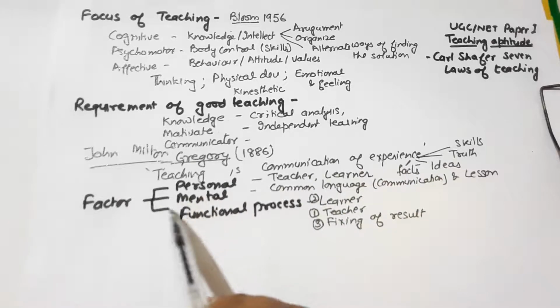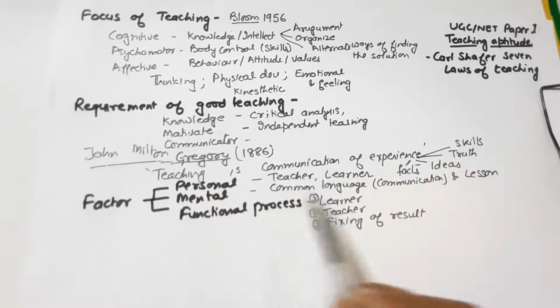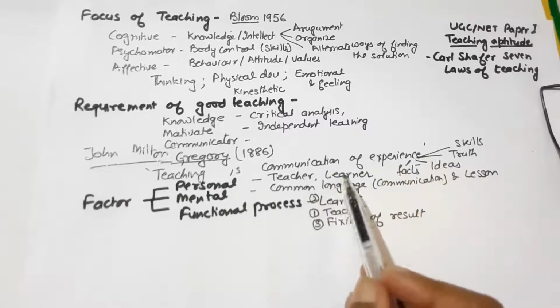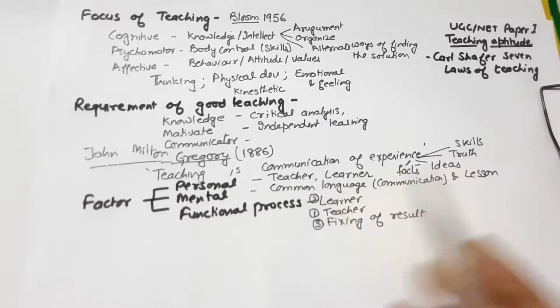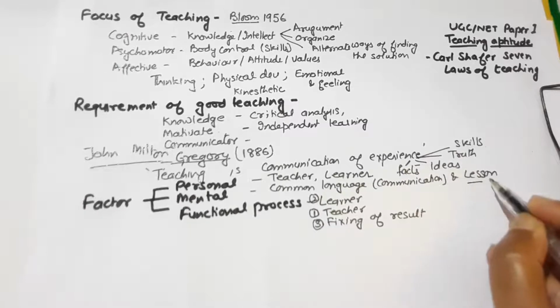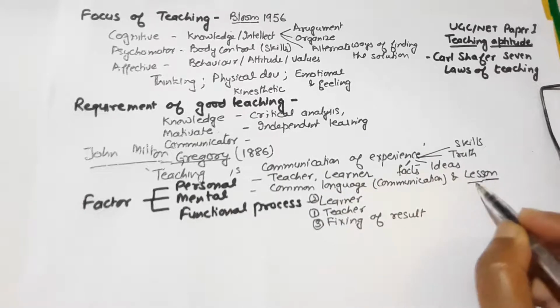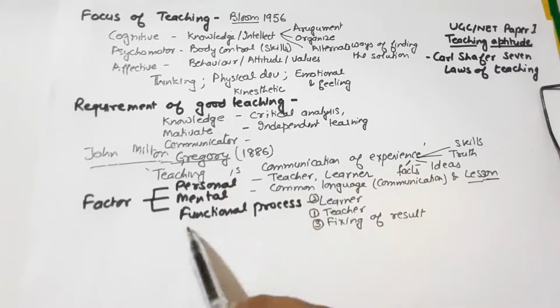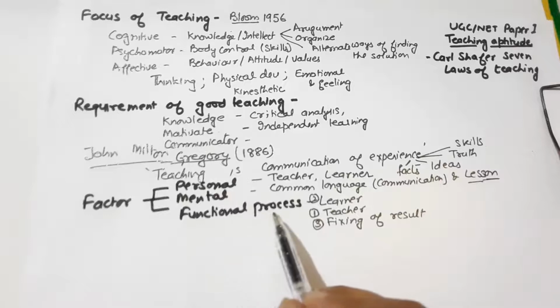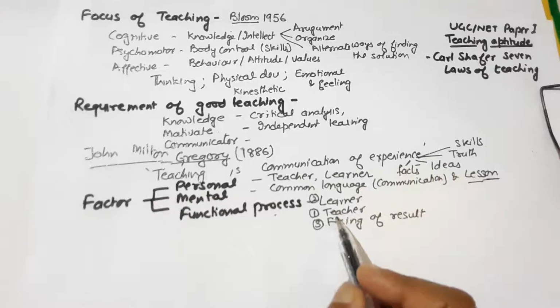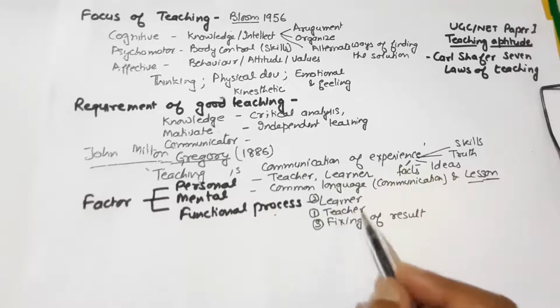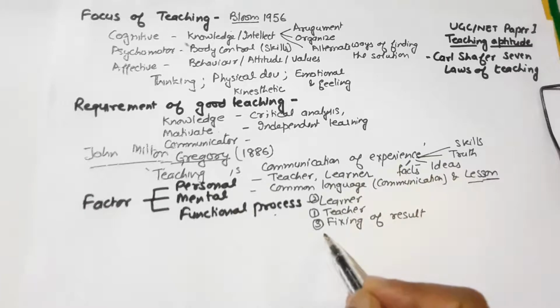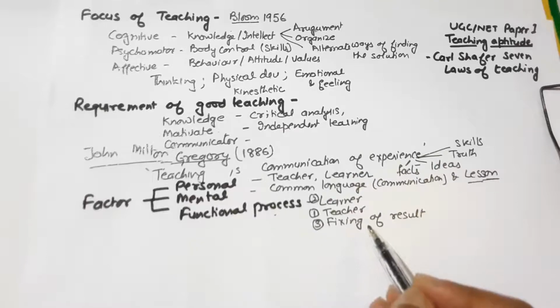And then certain mental factors are required. The first mental factor required is communication, and communication should be in the common language which teacher and learner both can understand. And there should be some planned lesson which the teacher has decided for the learner. During the functional process, that means during the teaching, the teacher does some activities, the learner does some activities, and ultimately the teacher tries to assess the outcome by taking some test or making some assessment.